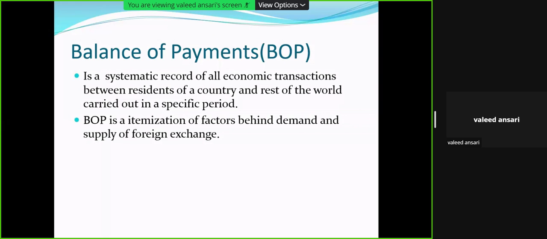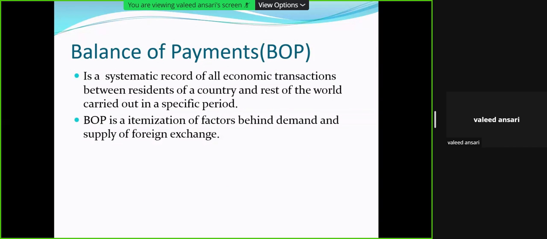I welcome you all. Today I'm going to discuss the balance of payments account. First, I will take up a definition of balance of payments. What is balance of payments? And then I will talk about the components of balance of payments.